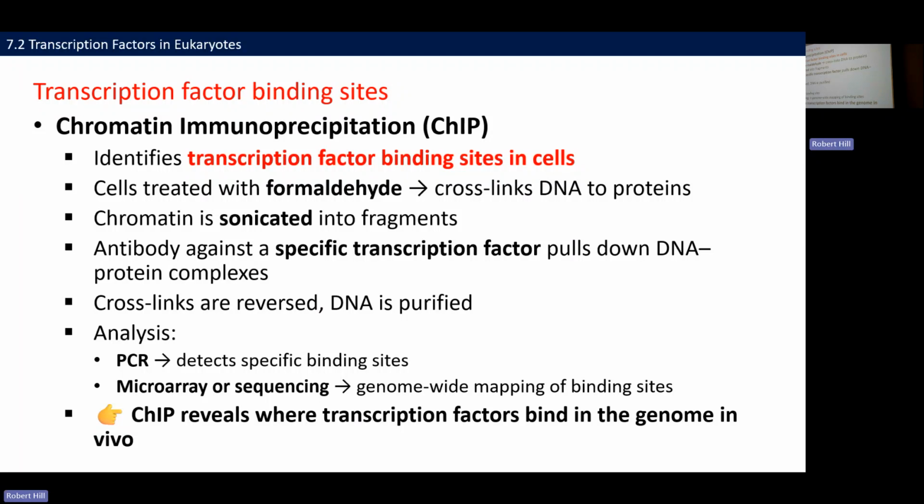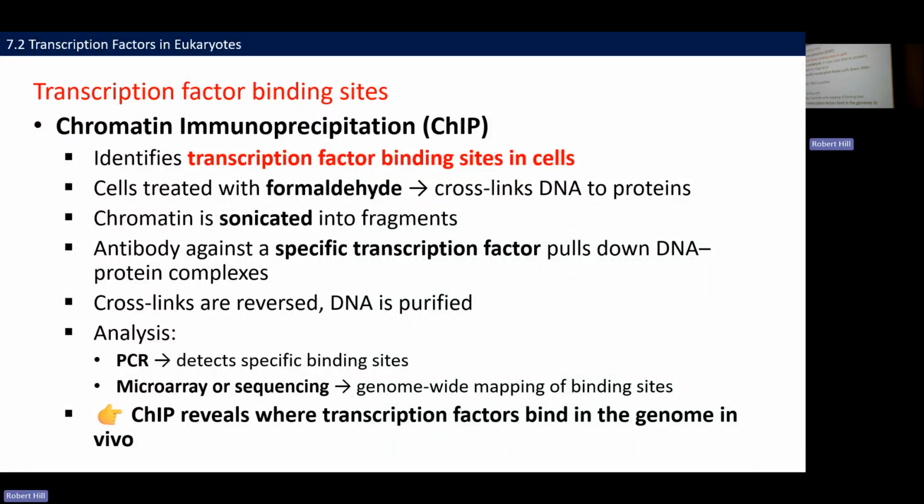Then you apply an antibody against a specific transcription factor, right? And it will pull down the transcription factor that you're looking at. Because the transcription factor is cross-linked to the regulatory sequence, it will also pull down the regulatory sequence. All right, so from there, you can then dissociate the DNA from the transcription factor by reversing the cross-links. You can purify the DNA, and then you can identify the consensus sequences either through PCR or through DNA sequencing.